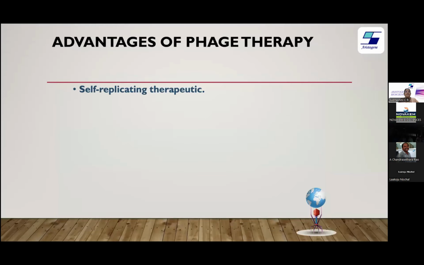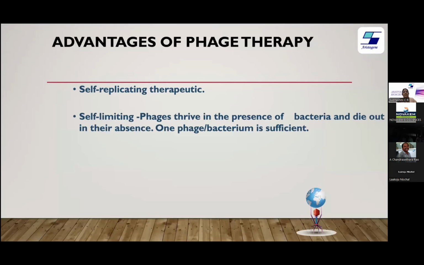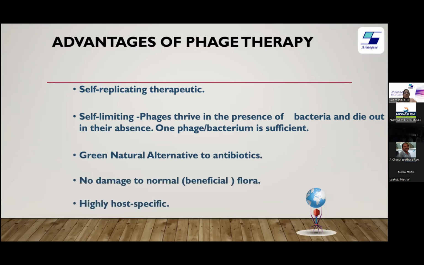So now what are the advantages of bacteriophage therapy? These are self-replicating therapeutics. That means when there is bacteria, it replicates. Self-limiting: if you're targeting Aeromonas or Pseudomonas, it will be there as long as there is bacteria and then it clears from the animal. So unlike an antibiotic, which will be there even after the bacteria is cleared, a phage gets cleared from the animal after the bacteria clears, which is a great advantage. So it's a green, natural alternative to antibiotics. And the best part of a bacteriophage is that it does not destroy the probiotics or the good bacteria present in the gut.